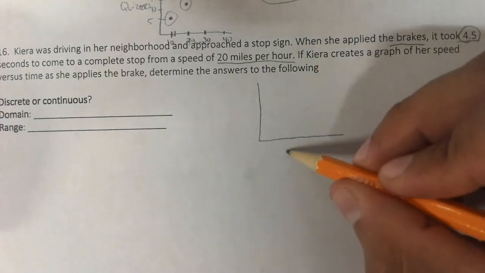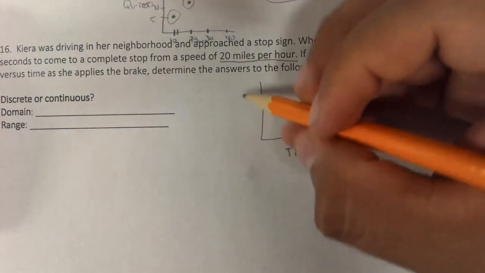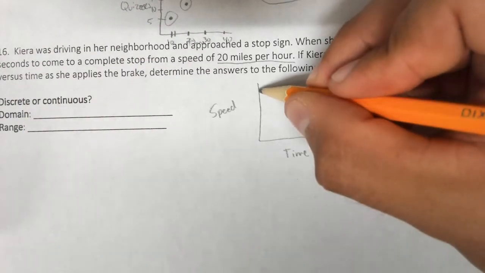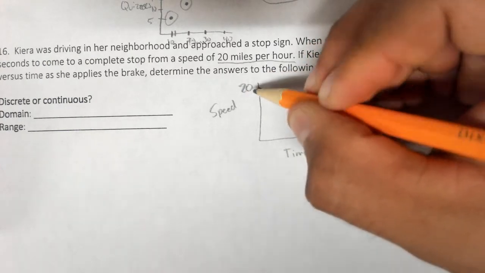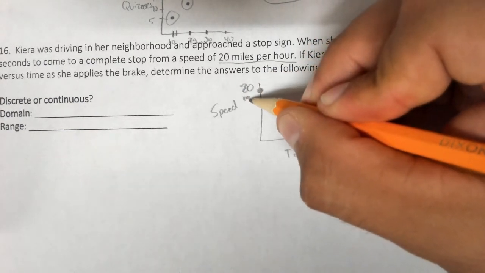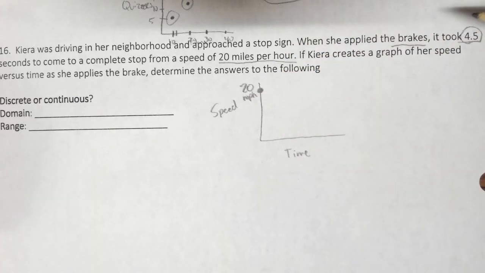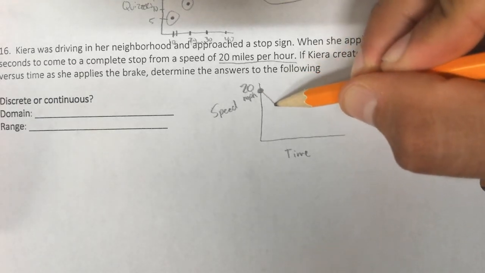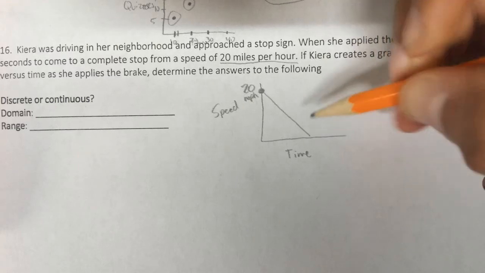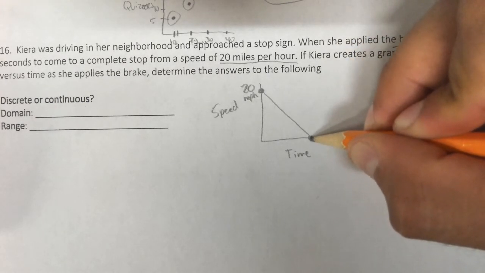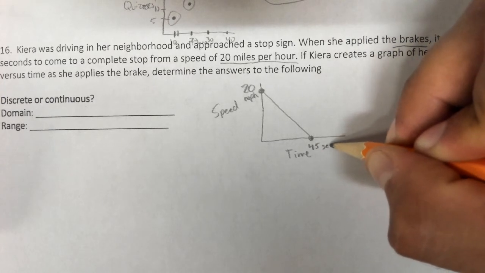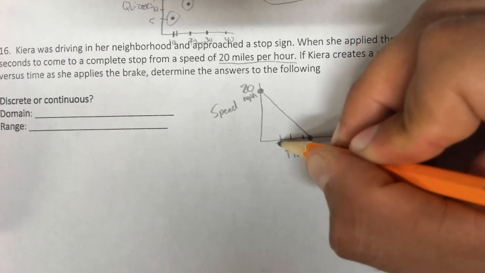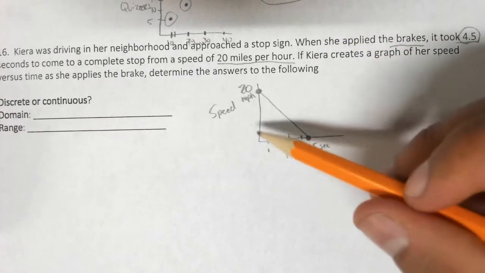So with me, I would think that this would be time. This would be probably something like speed. She starts off, before we even start counting, going 20 miles an hour. She slams on her brakes, and the car immediately starts dropping in speed. Boom, there it goes, dropping in speed, dropping in speed, until it finally comes to a stop after 4.5 seconds. So there would be like 4, 3, 2, 1, something like that, seconds, and then obviously miles or whatever.